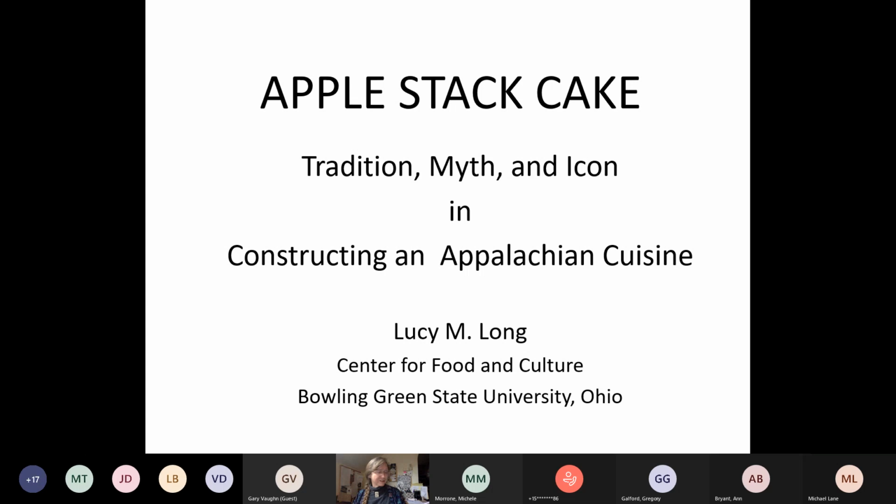This in turn suggests a shift in the public imagination of Appalachian culture to one that is not only attractive, but also admirable and worthy of emulation. Apple Stack Cake, I suggest here.